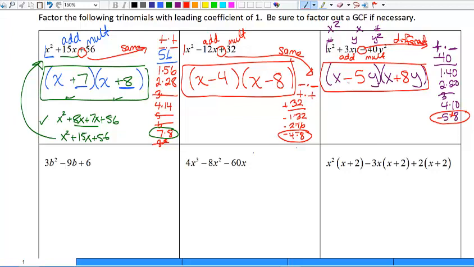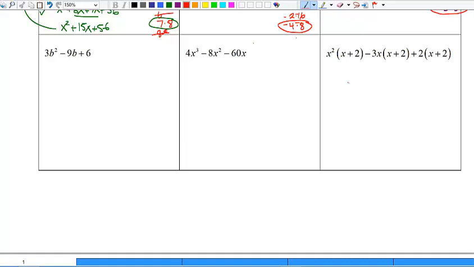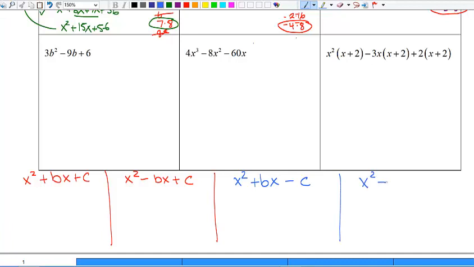So before I do the next three problems, I'm going to scroll down here and show you some examples. So the four types of problems are going to be x squared plus bx plus c, x squared minus bx plus c. Then we could have x squared plus bx minus c, and x squared minus bx minus c. The two that I did in red both have a positive on the c. Because they have a positive on the c, I know that their signs are going to be the same.